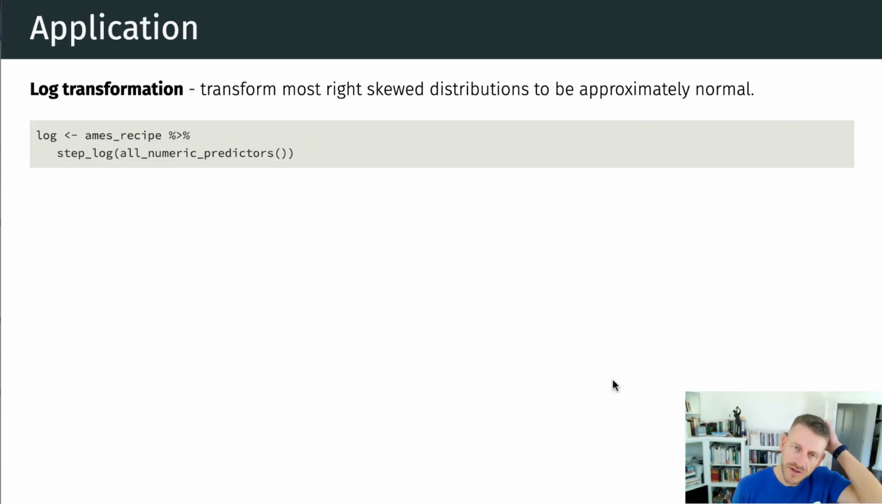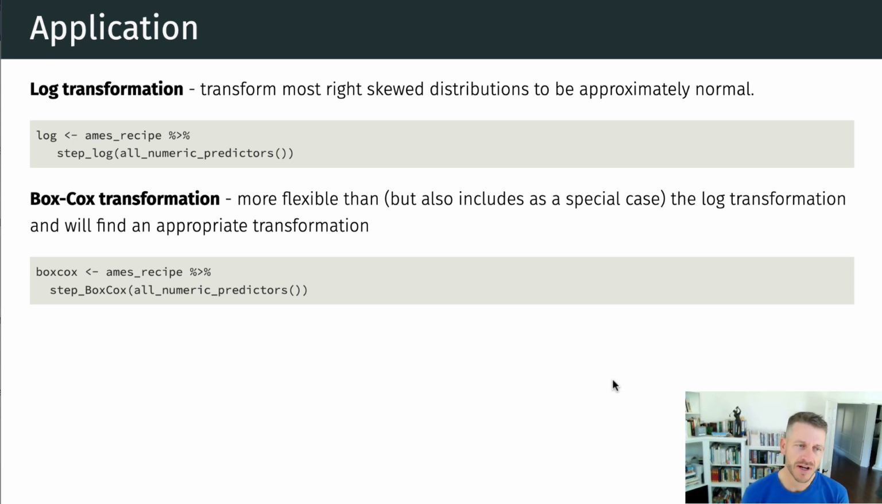Now, not all distributions are right skewed. Sometimes they are left skewed. And also sometimes the way that they are skewed is not always consistent. So although a log transformation may help, it's not always going to help. There's actually a transformation that's similar to a log transformation. We call this a Box-Cox transformation, but it's more flexible, and it's going to help transform a particular variable, regardless of if it is right skewed or left skewed, to be more normally distributed. So Box-Cox is more flexible than a log transformation, and that's a good thing.